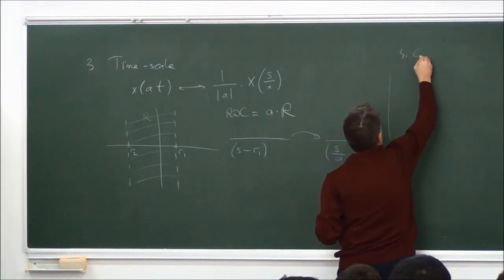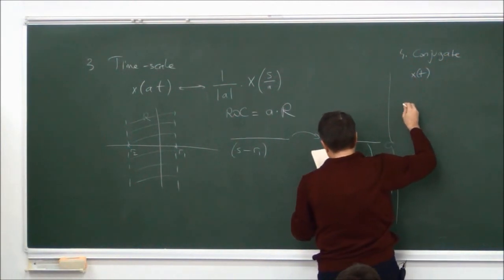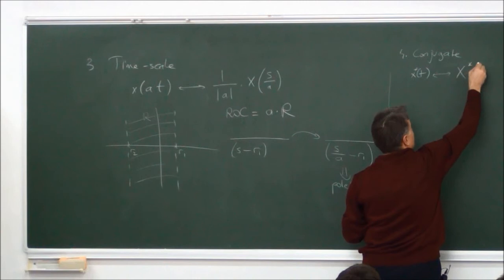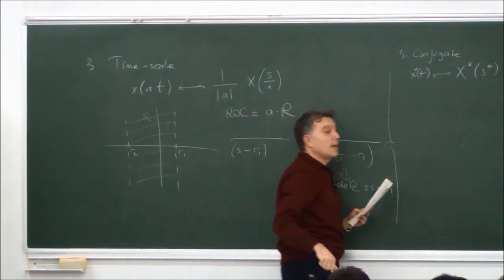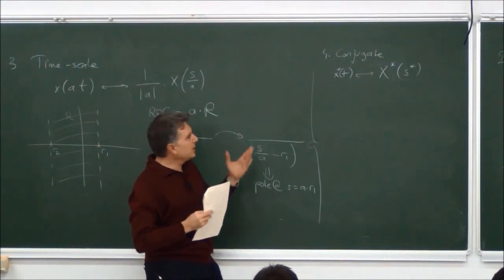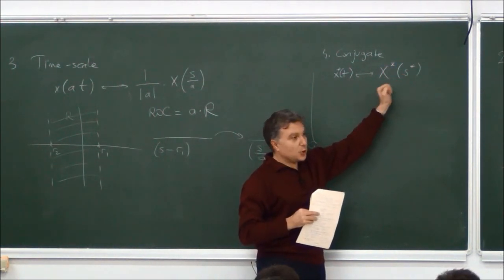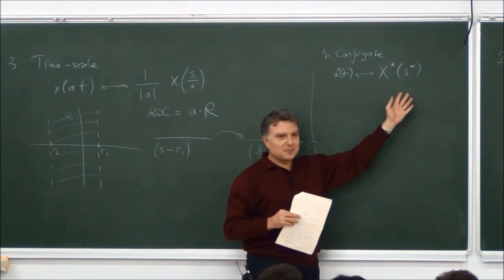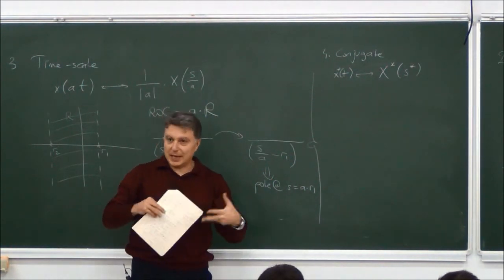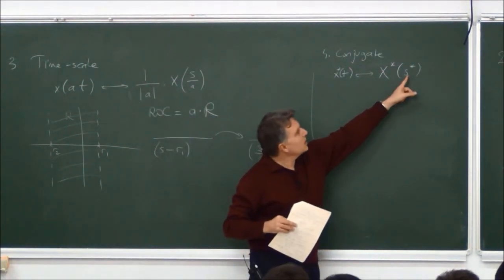The fourth property is conjugation. If you have x conjugate of t, then the Laplace transform of that will be x conjugate of s conjugate. Do you remember what it was in the Fourier domain? What was the Fourier transform of x conjugate of t? It was x conjugate of minus j omega. And this is what it is, because when you take the conjugate of s, only the j omega part will be negated. The sigma part will not change. The real part doesn't change by this conjugation.